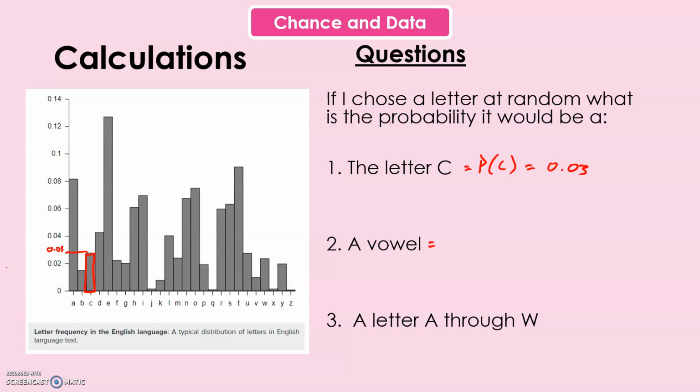Now a vowel, what's the probability if I chose a letter at random off a piece of writing? What is the probability that it's a vowel? So that's the probability of A, E, I, O, U. So we can take a look at those probabilities.